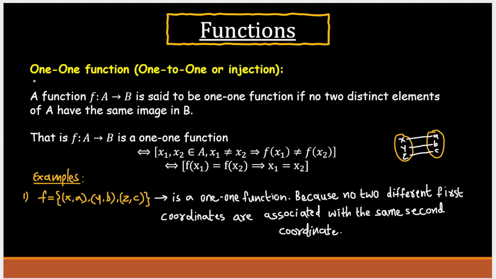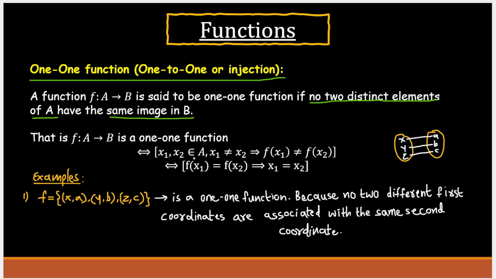Here, one-one function, which is also known as injection. A function f from A to B is said to be one-one if no two distinct elements of A have the same image in B, which means the elements of B should not be repeated in correspondence with the elements of A. Here it is explained mathematically as follows.